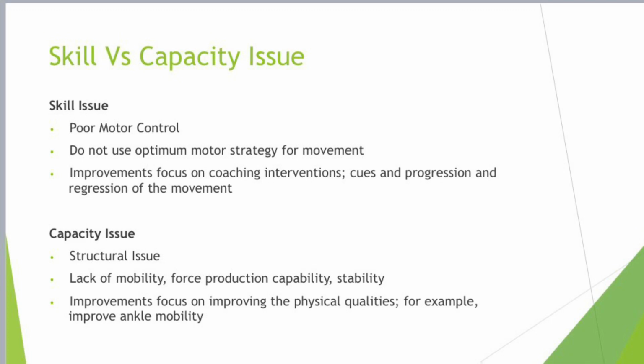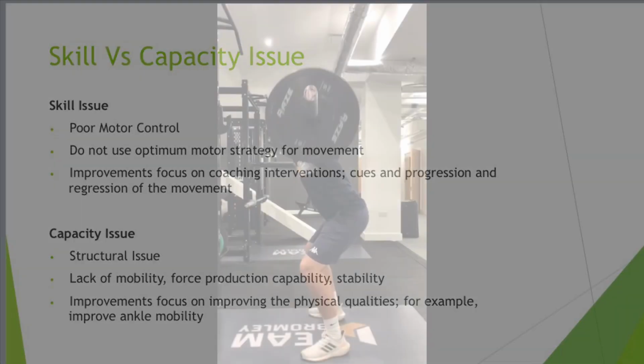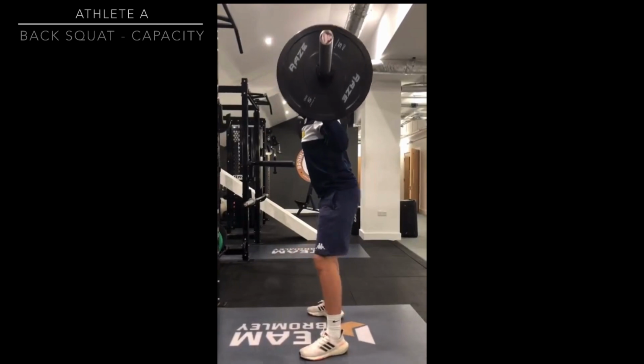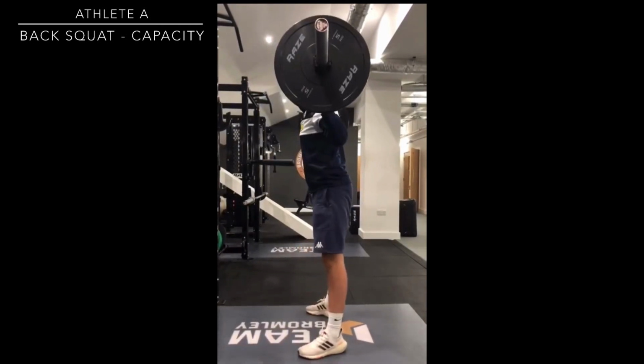It is important to note, however, that these issues are not mutually exclusive and they can overlap. However, one is always more predominant than the other. Athlete A will demonstrate a capacity issue on the back squat.